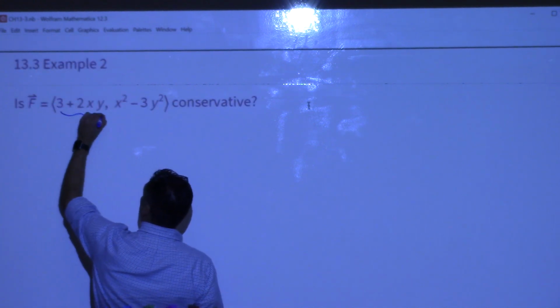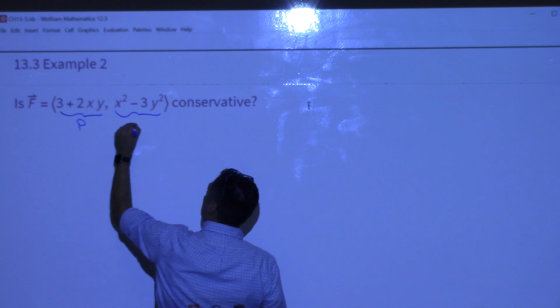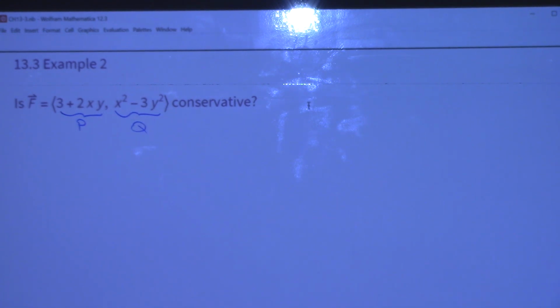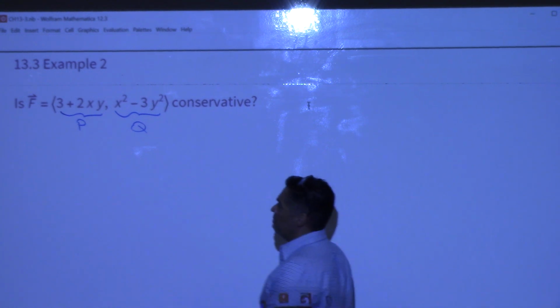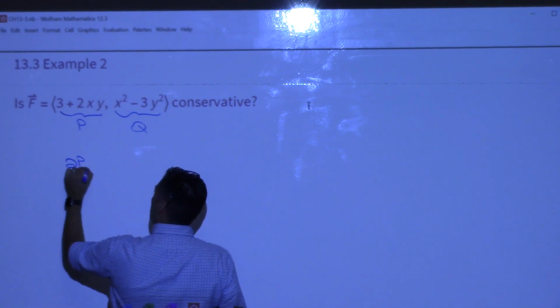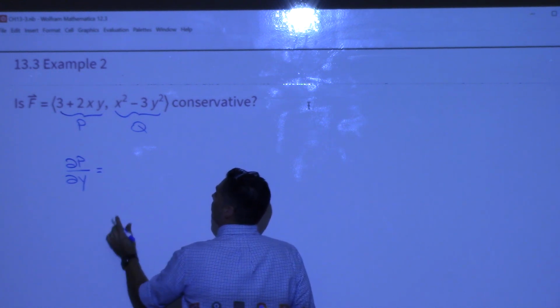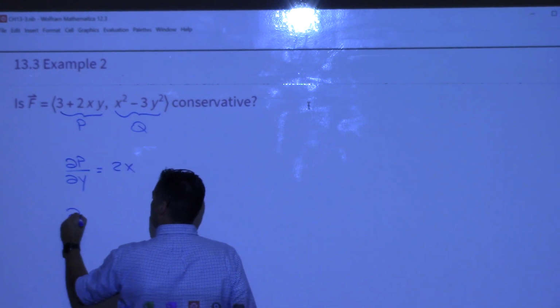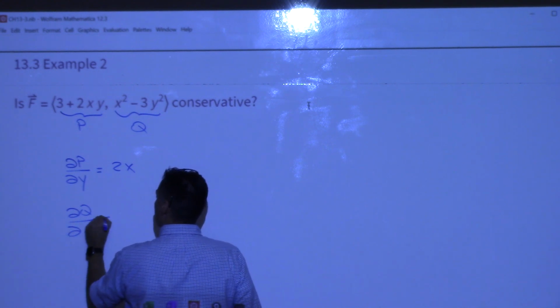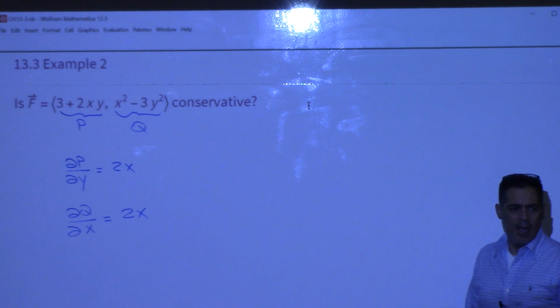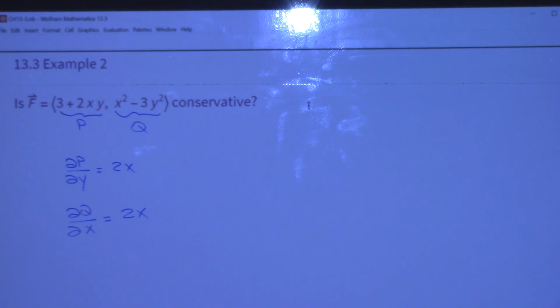Well, this is P, right? This is Q. It's a two-dimensional vector field. Is it conservative? Well, let's do it. What's partial P with respect to y? 2x. What's the partial of Q with respect to x? 2x. Is that a conservative vector field? Yes, it is.